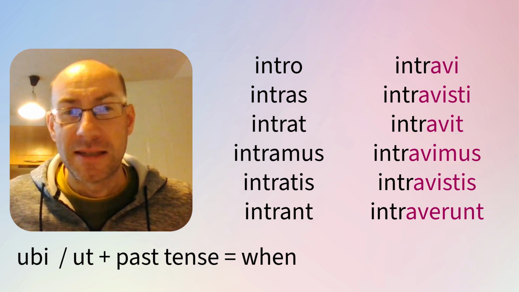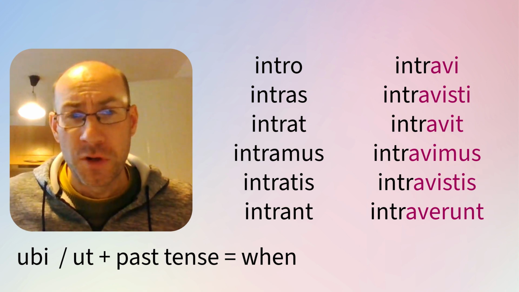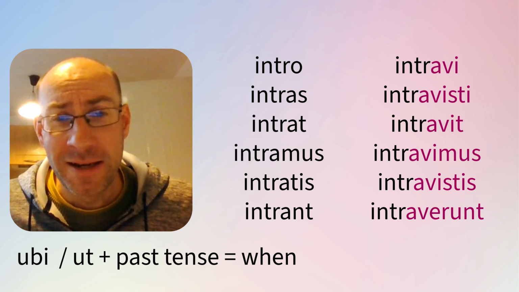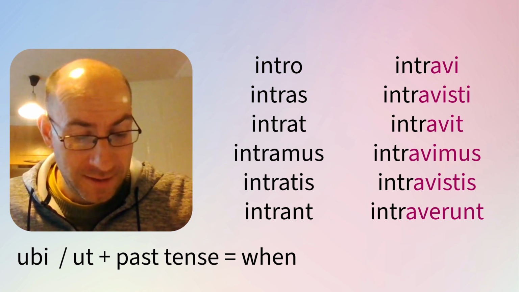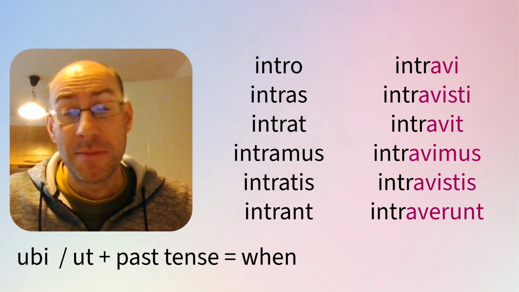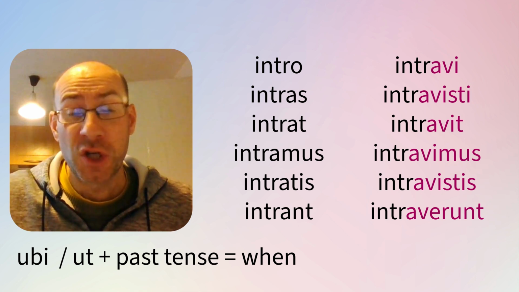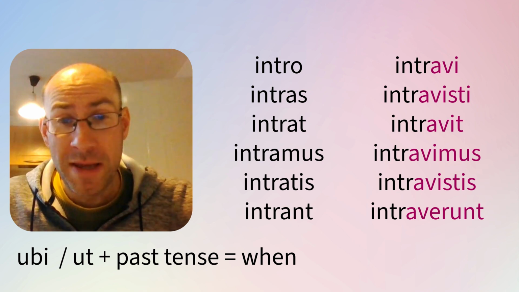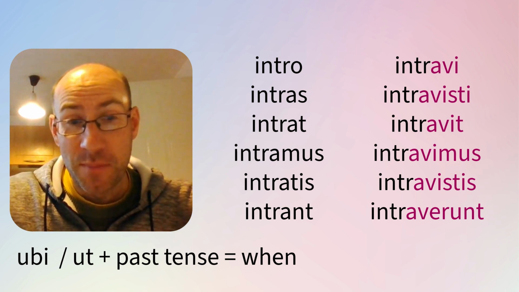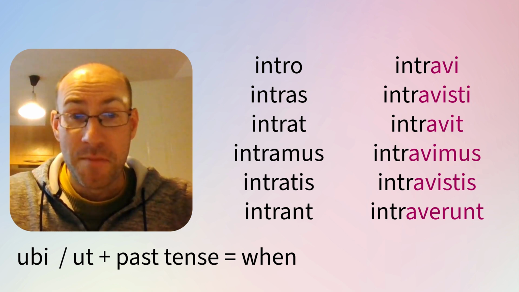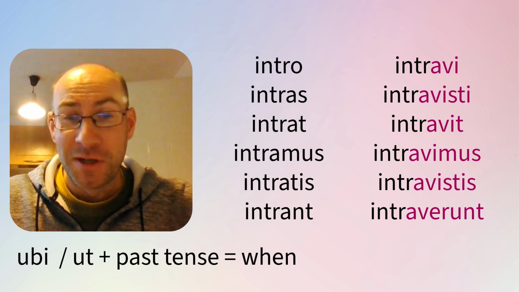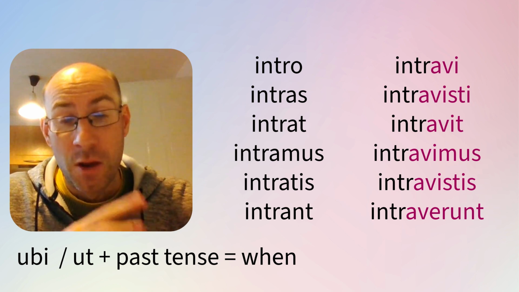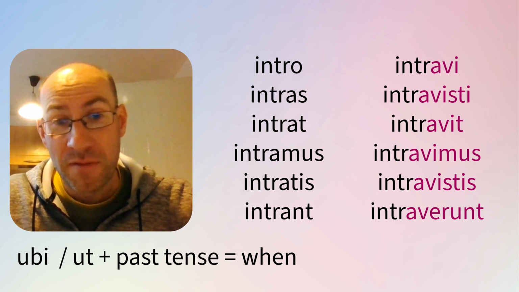So let's make some sentences, guys. Ubi or ut, you can choose whichever one you want, plus the verb in the past tense. When I entered the arena, my friend greeted me. My friend, amicus, greeted me. So we've got when, we can use ut or ubi. Then we've got I entered, which is going to be past tense from intrare. And my friend greeted, which is going to be the past tense from salutare. Me, accusative pronoun.